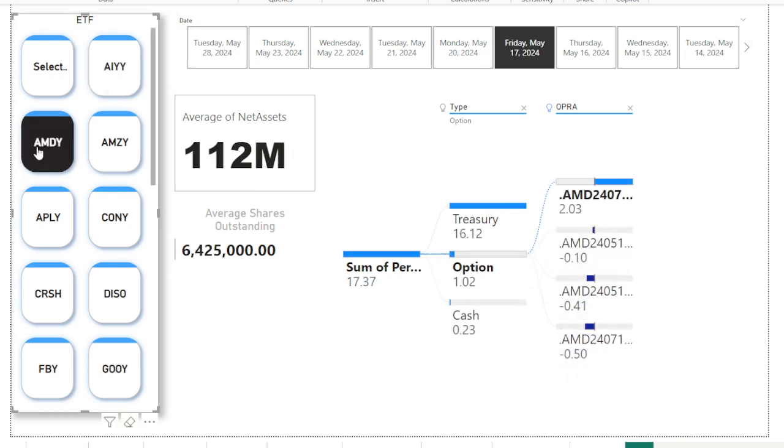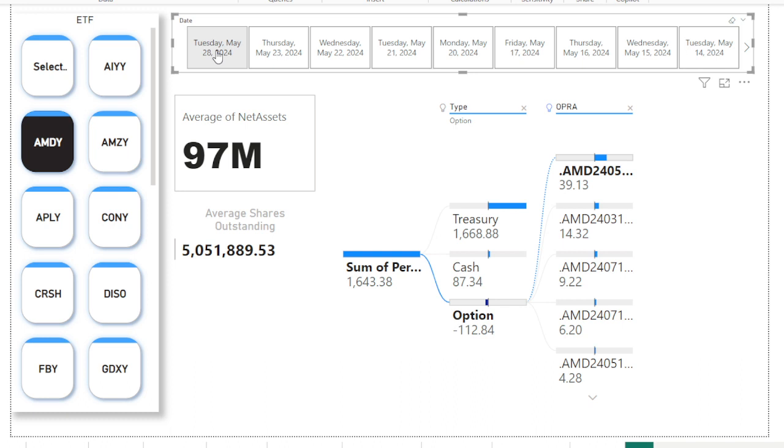So let's move on to AMDY. Over here you see 112 million, and the average shares are 6.4 million. Over here you see the options. Actually, it's interesting that it's a debit of $1.02, and you also see the net assets decreased to 97 million on average.